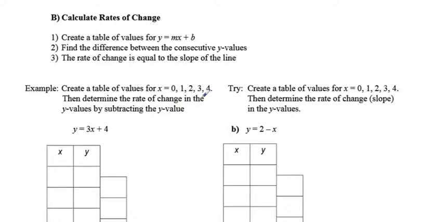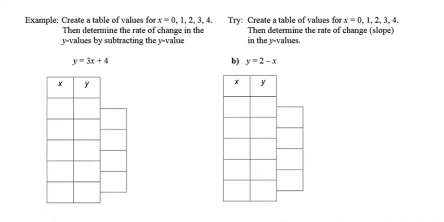So up by ones is the easiest. And then we're going to determine the rate of change in the y's by just subtracting the y values. Okay, so let's just write down our x values. So we've got 0, 1, 2, 3, 4. And then we have to figure out what y is when x is 0.